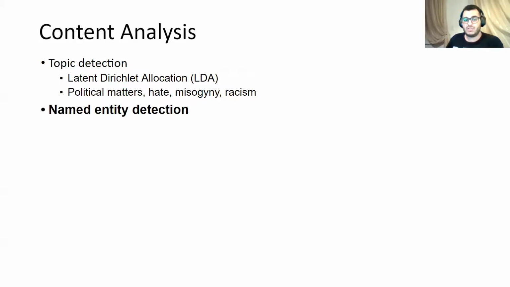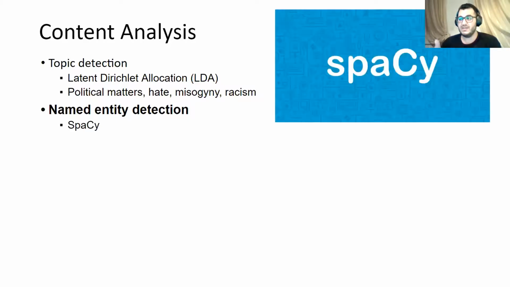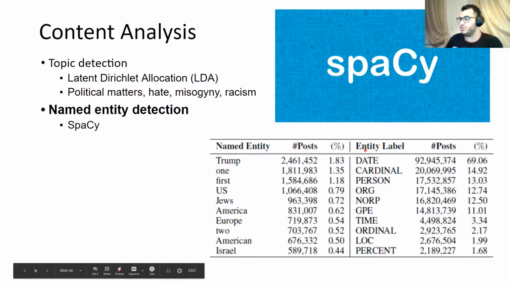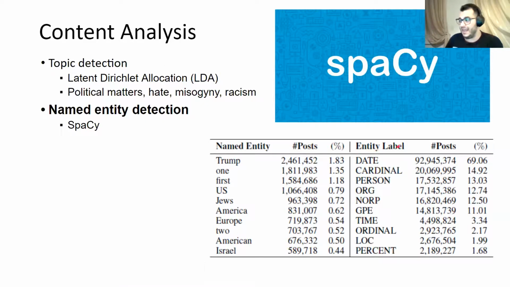Now, we also extract the named entities mentioned in the board, as we hope that this will allow the research community to study discussions around specific entities. For this, we use the Python spaCy library, and we see that Trump is the most popular named entity mentioned in /pol/. That is followed by US, Jews, America, Europe, and so on. When it comes to the top labels, we see that users tend to mention dates, numbers, people, organizations, and then nationalities and religious groups.